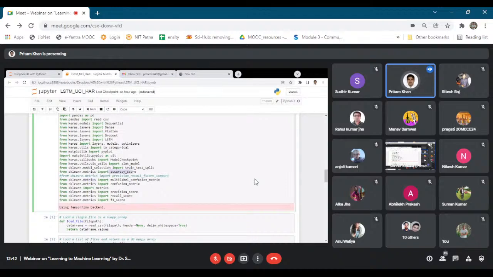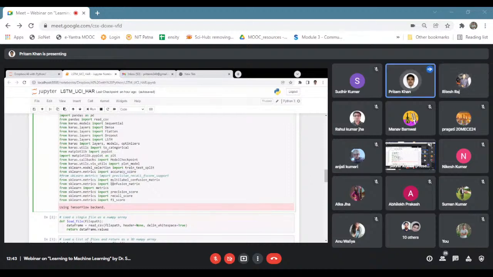Also, there are some other metrics like precision. Rick sir was telling, if you remember, true positive, true negative, false positive, and false negative. All those terminologies are used to calculate these metrics: precision, recall, F1 score, all these things. Now the confusion matrix.